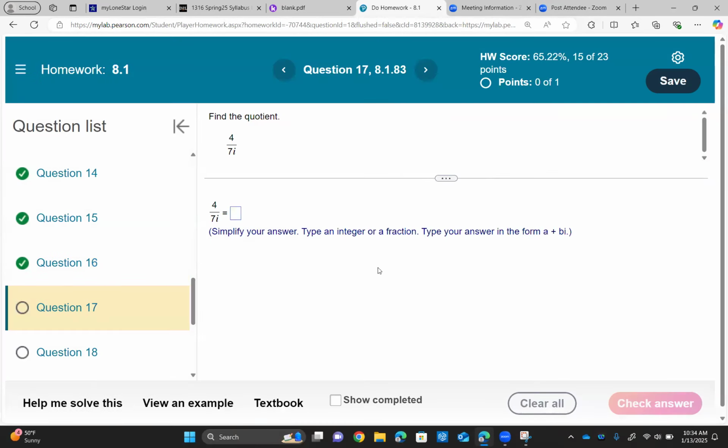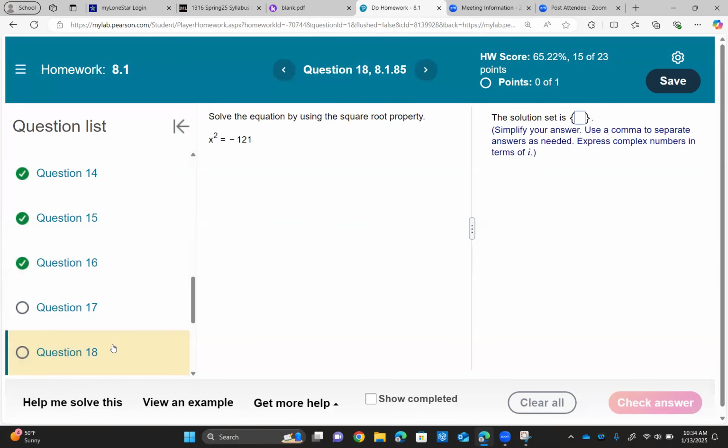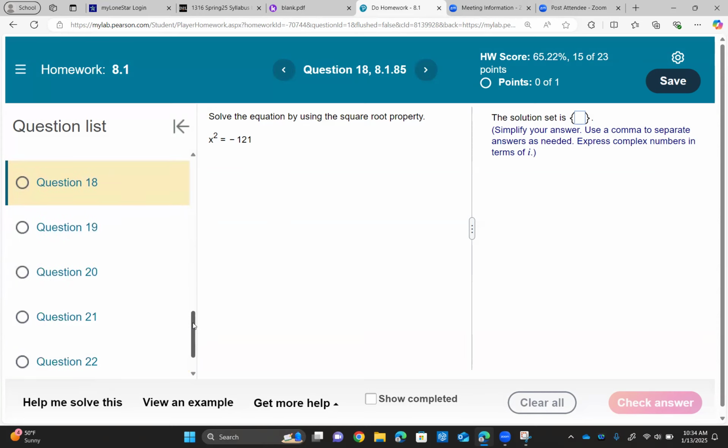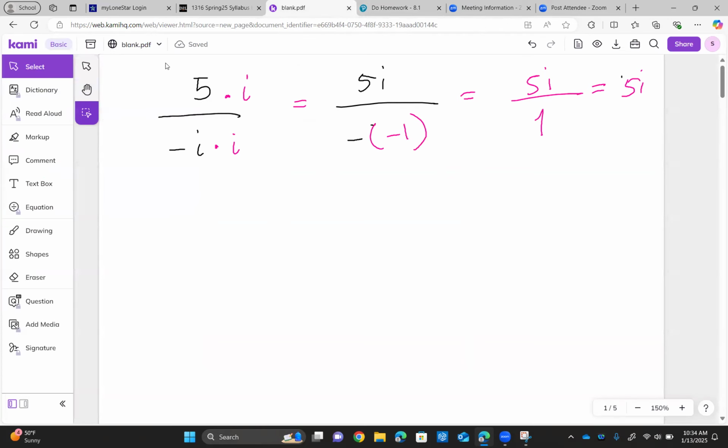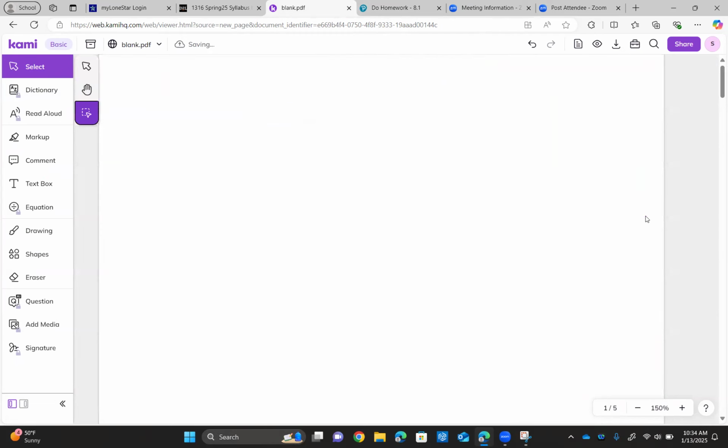For number 17, now we're going to multiply top and bottom by -7i, and you will find the answer. Now we have some equation problems to tackle, which involve complex numbers. So when we need to solve x squared equals -121 using the square root property, this is actually a Cauchy algebra concept. We're just reviewing it here.